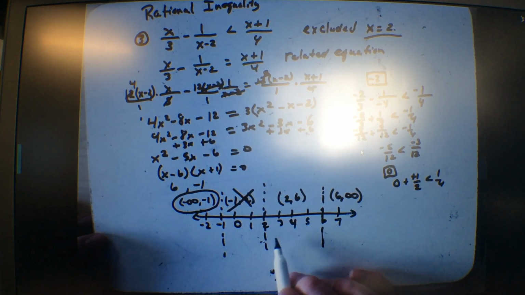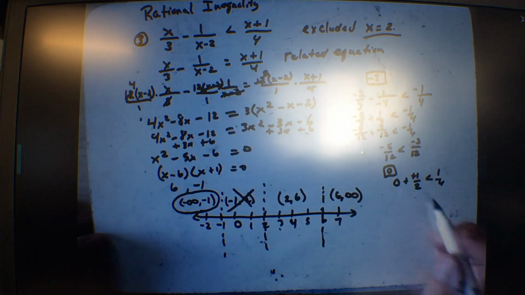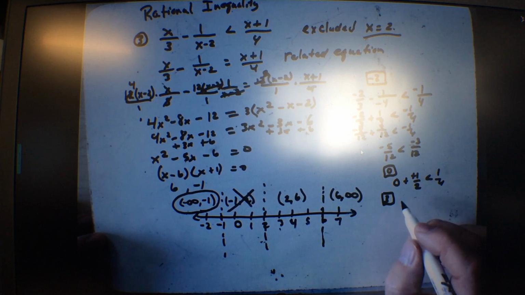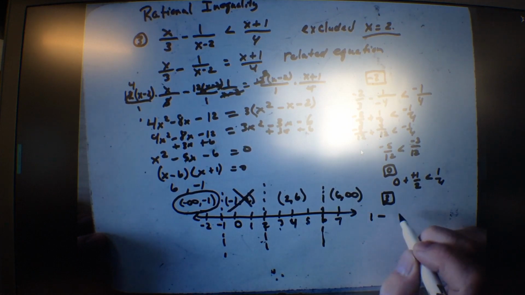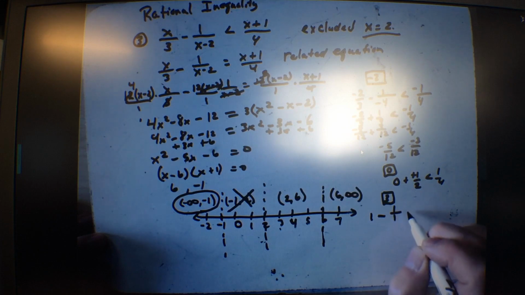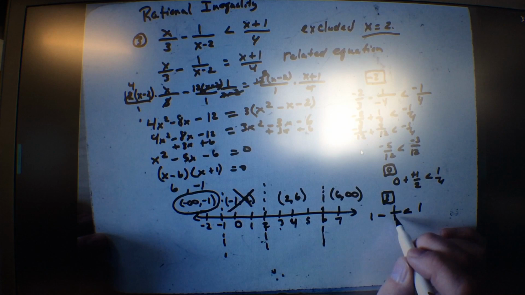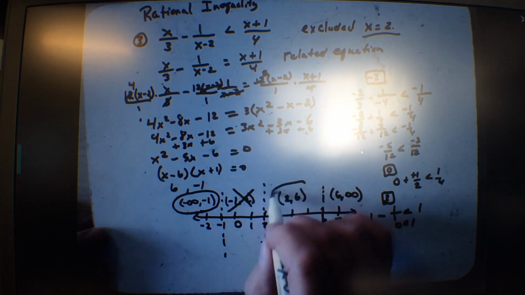I'm going to put in 3. And the reason I'm going to put in 3 is because 3 over 3 is 1. That's the only reason I'm putting it in. Is that okay? I could put 3, 4, 5 in. So I put 3 in, and I get 1 minus 1 over 1 is less than 1. And 1 minus 1 is 0, less than 1. Yes. All right. So this works.